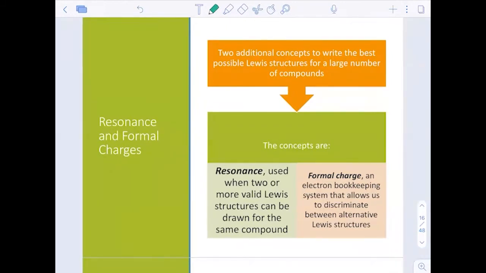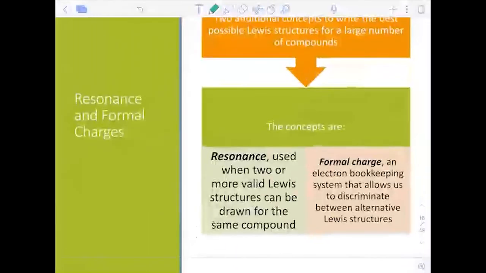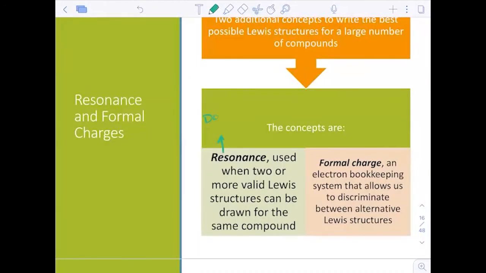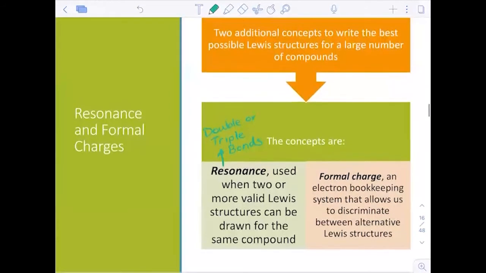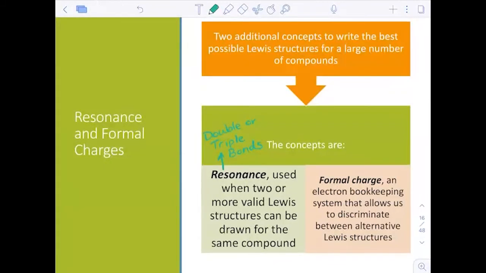Resonance is used when there are 2 or more valid Lewis structures, and we can start to identify which one's the best, or are they equal. Namely, that comes when we have double or triple bonds. Formal charge, which is what we'll talk about first, we'll be able to use for any structure that we want to determine if it's correct. It's a bookkeeping that allows us to look and say, did I do everything correctly?